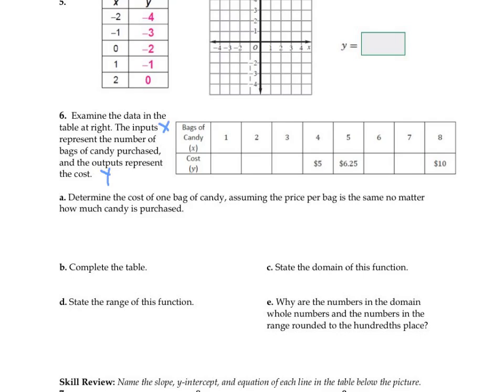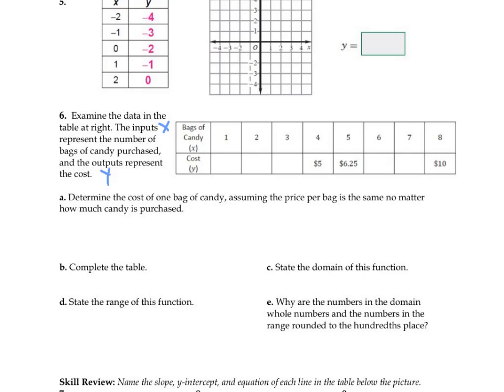So what the table has for us is 1 through 8 for the X values of bags of candy, and only a few of our Y values filled in. So part A asks us to determine the cost of one bag of candy, assuming the price per bag is the same no matter how much candy is purchased.